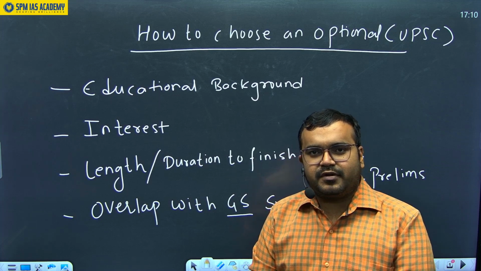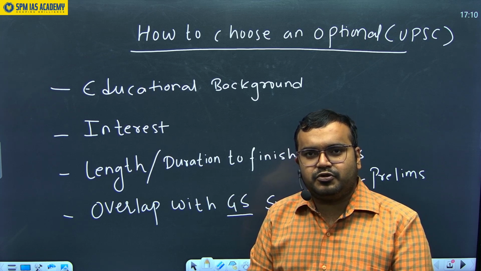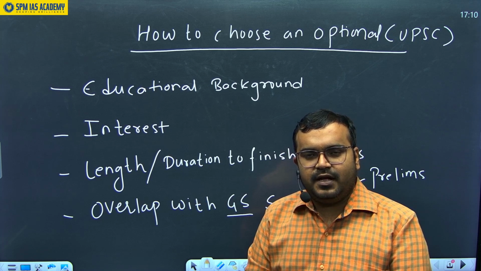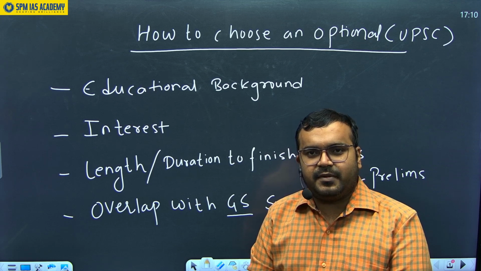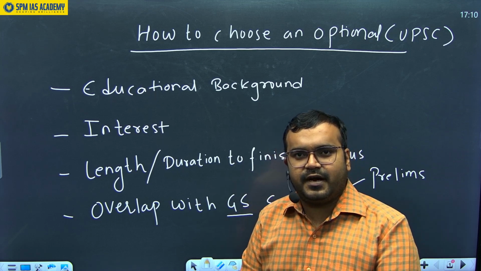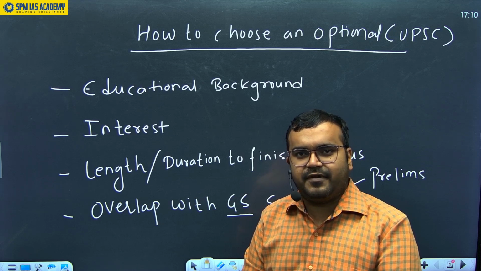Today we are going to discuss a very important topic, that is how to choose an optional subject for UPSC preparation. As most of you are aware, in the UPSC examination you have to choose an optional subject for around 500 marks, and each optional subject will have two different papers.